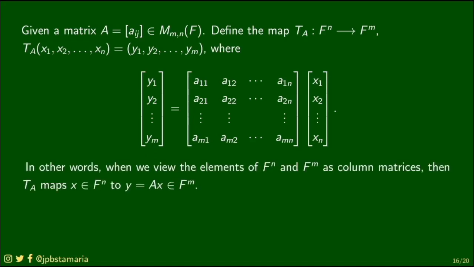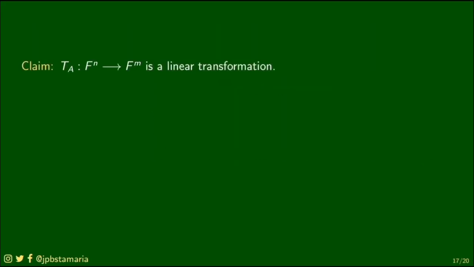In other words, when we view the elements of Fn and Fm as column matrices, TA simply maps a vector x in Fn to a vector y in Fm of the form A times x. Symbolically, we can write this relationship using the following equation. TA of the vector x from Fn equals A times x. We claim that such a function is a linear transformation.